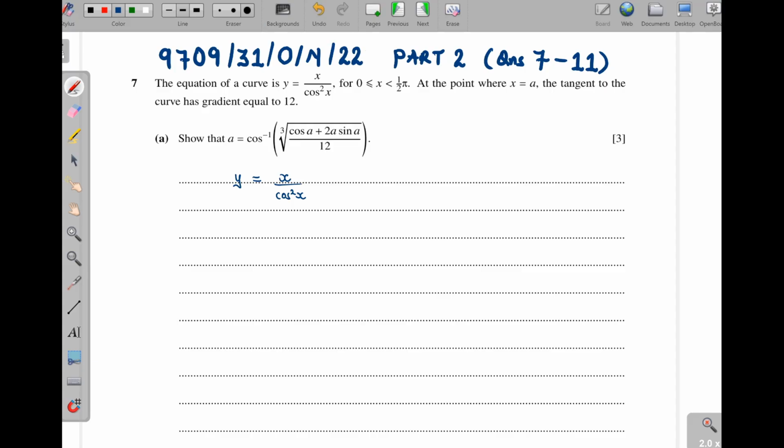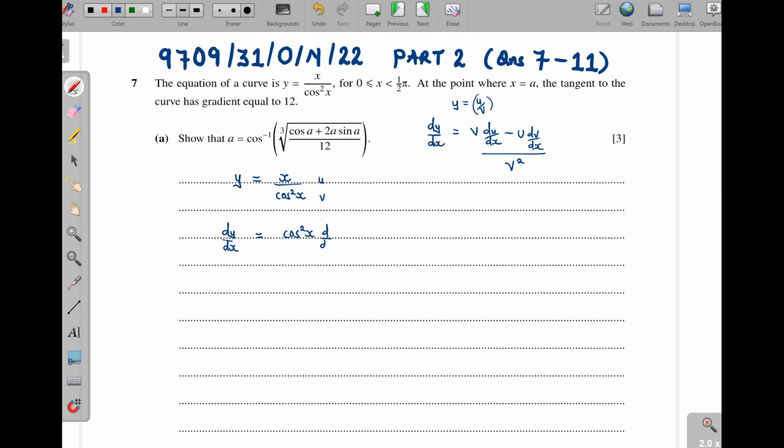So we can use the quotient rule. This is u, this is v. Okay, so dy dx, remember using the quotient rule, dy dx is going to be equal to v du dx minus u dv dx. Then we divide by what? V squared. It's the quotient, so u out of v. Now, what is our v? It is this cos squared x.